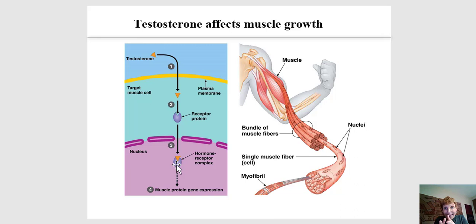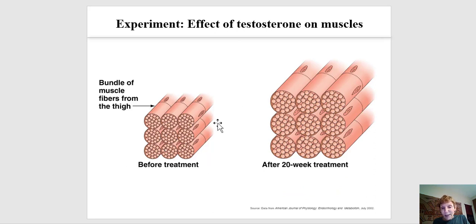Okay, it won't divide. You won't get more muscle cells, but the actual muscle cell will grow because there's more proteins in there, and those more proteins are contractile, so there'll be more of a force that those cells can produce, and you'll be able to lift more weight and you'll be stronger. And so there's actually an experiment that was shown on muscle fibers from the thigh, for example. Each one of these is a muscle cell.